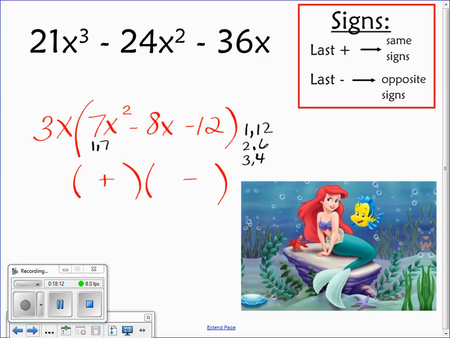Now, it's still a lot of options there, but look what it was before that. 36, which even had more options. All right, so we got 1 and 7, so that's pretty easy. 1x and 7x. 1 and 12, 2 and 6, or 3 and 4? I heard 1 and 12. I heard 2 and 6. Ramon? 6 and 2?